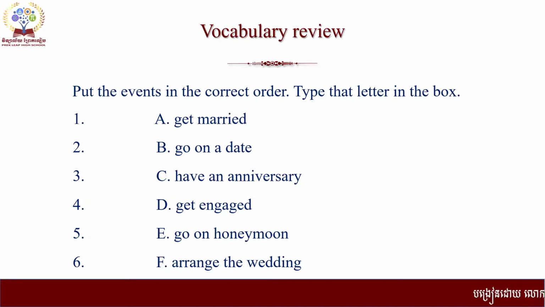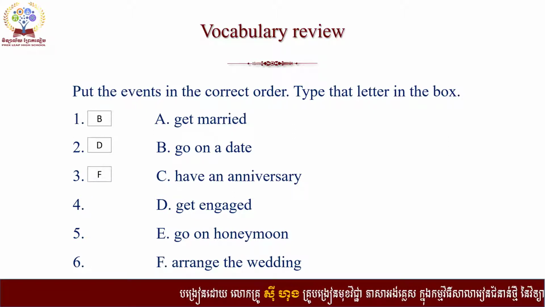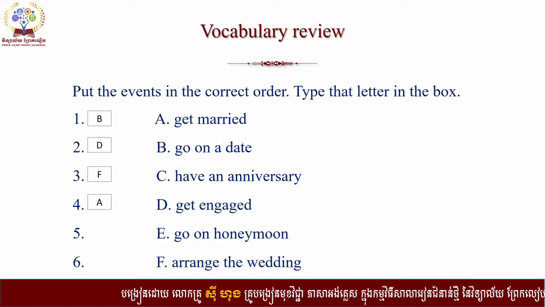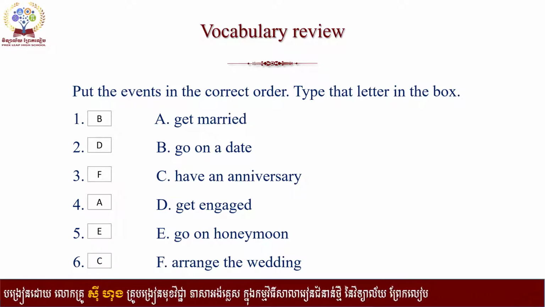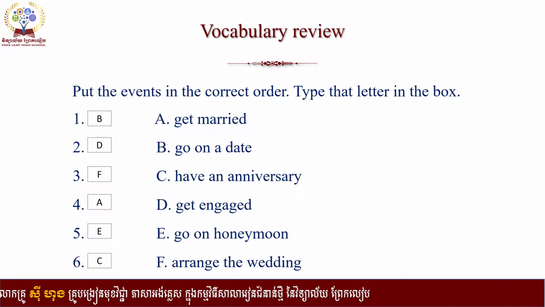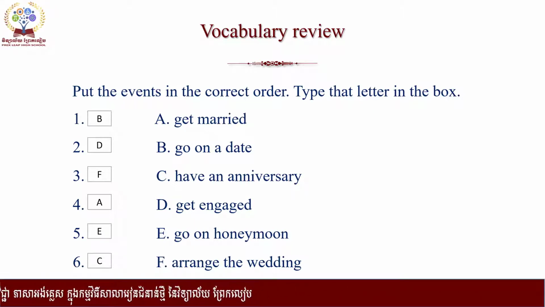Okay, we can check the answer now. So number 1, letter B: go on a date and then get engaged, arrange the wedding, get married, go on honeymoon, and have an anniversary. So all of these words are related to marriage.